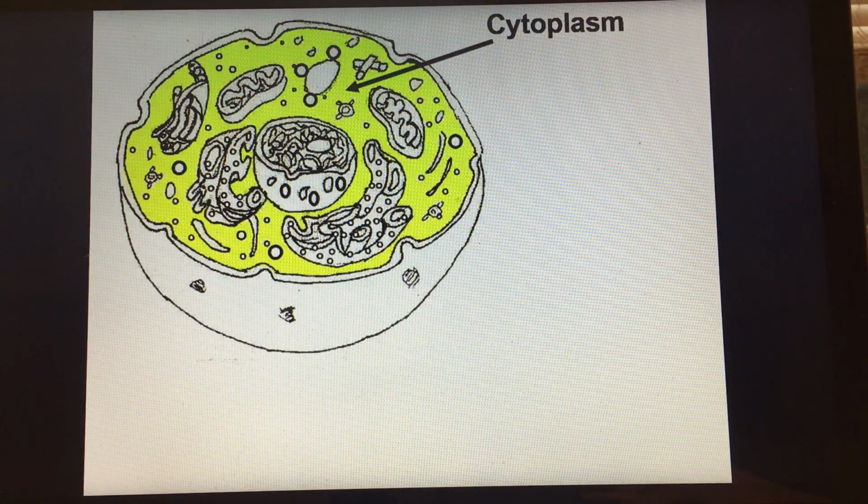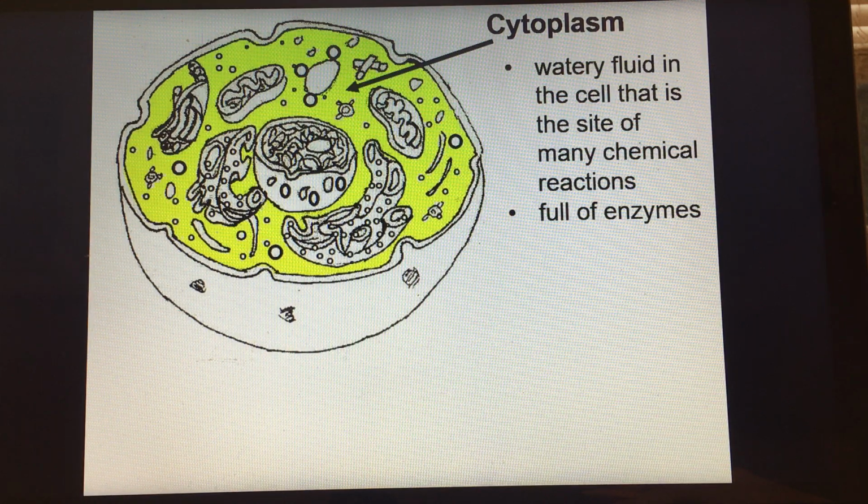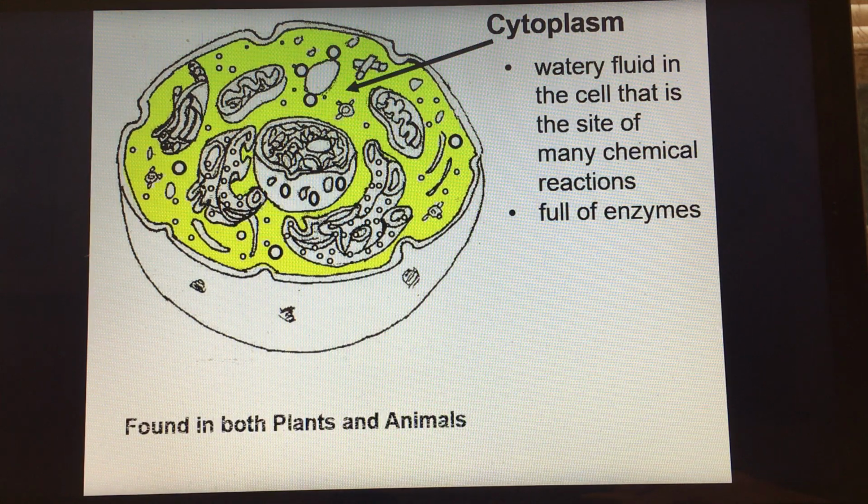The cytoplasm, also called cytosol, is the watery fluid in the cell that's the site of many chemical reactions, and it's full of enzymes, and mostly it's water. And remember, water is polar and will dissolve a lot of things, so it's required for there to be water because it facilitates lots of chemical reactions that occur in that cytoplasm. So cytoplasm and cytosol are exactly the same thing. Sometimes there's more than one vocabulary word for the same structure in biology. And cytoplasm is found in both plant and animal cells, and in fact in every cell type.